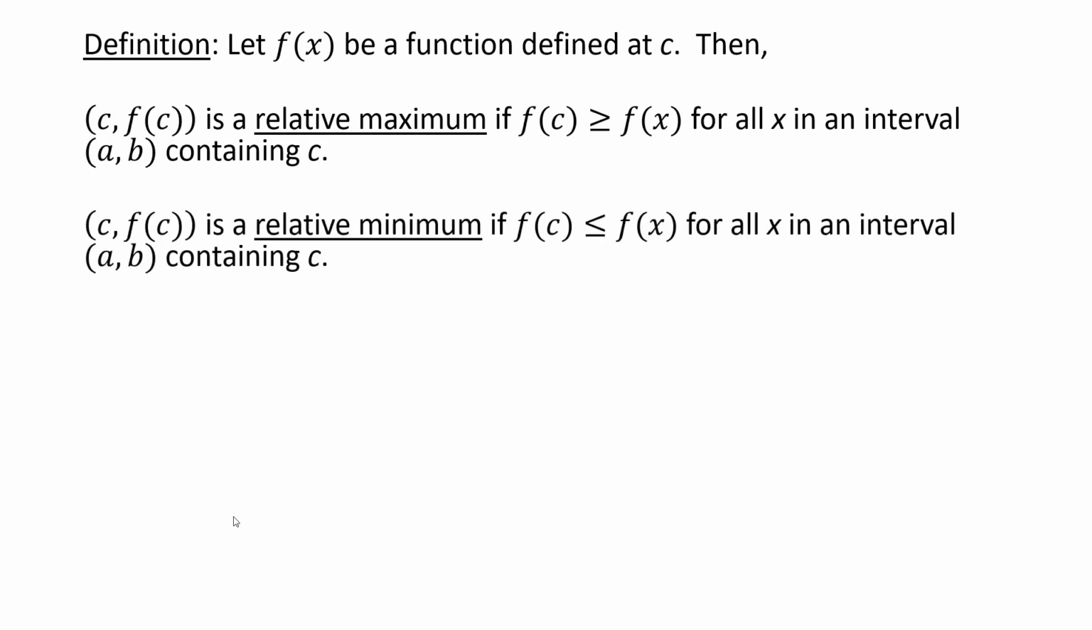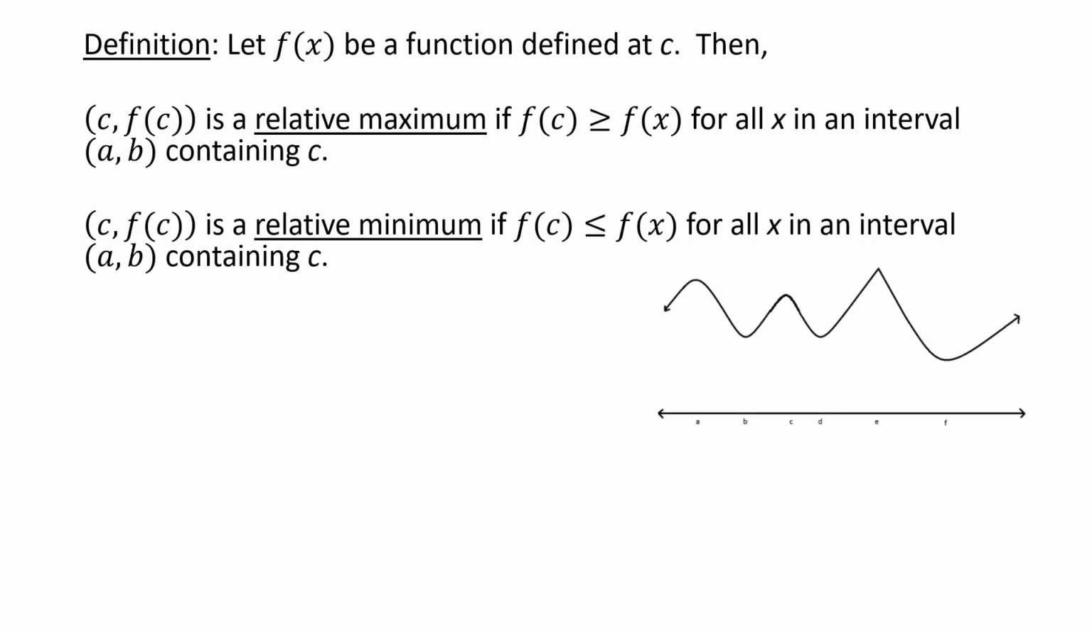C, f of c is a relative minimum if f of c is less than or equal to f of x for all x in the interval a, b containing c. Again, what that means is if you can form a little neighborhood around c, coming from the left and coming from the right, that ordered pair c, f of c is the smallest point.